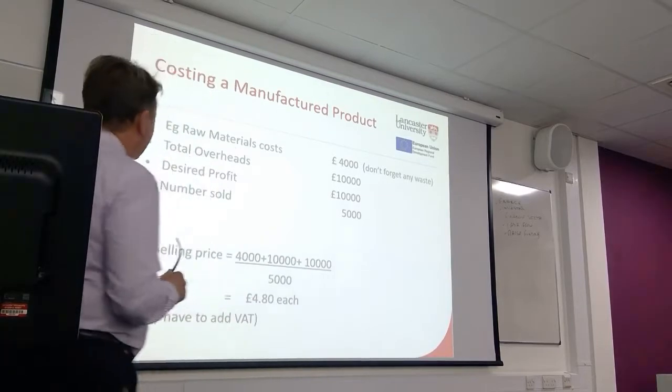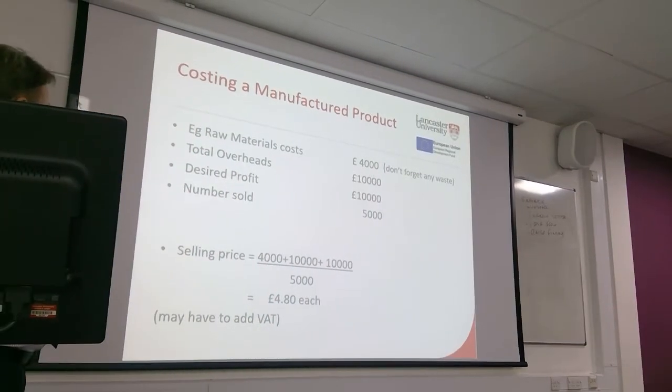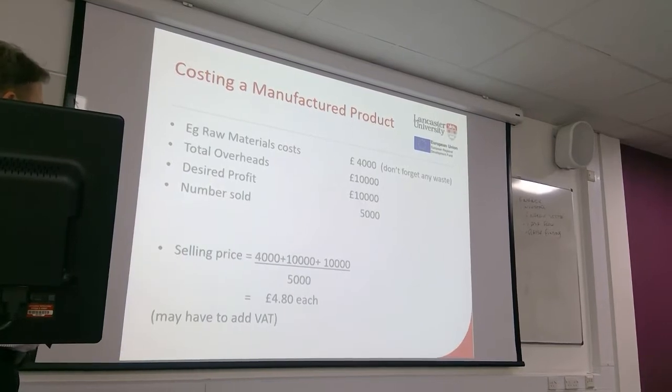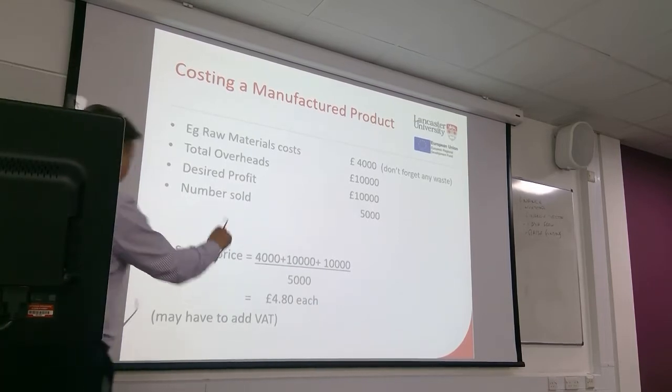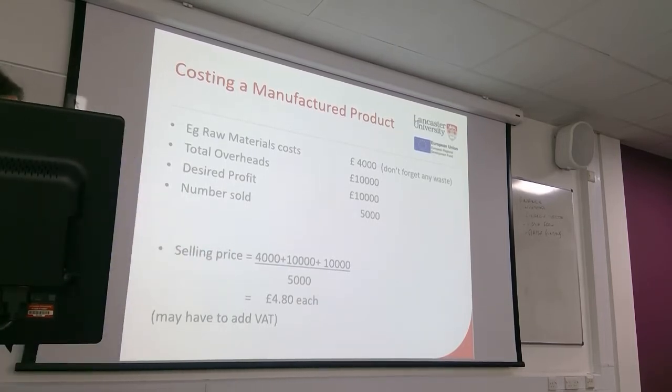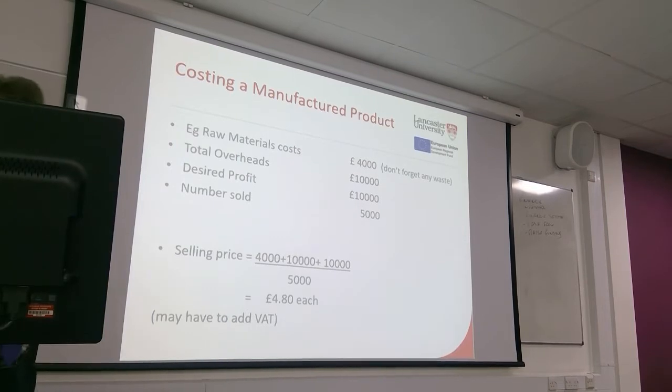So imagine your overheads in your business are 10 grand. You'll make 10 grand in the year, and you're going to sell 5,000. So that goes up there. So it's about £4.80 a unit. This is for a manufacturing one. You have a service one as well. Next one. That's a bit more.